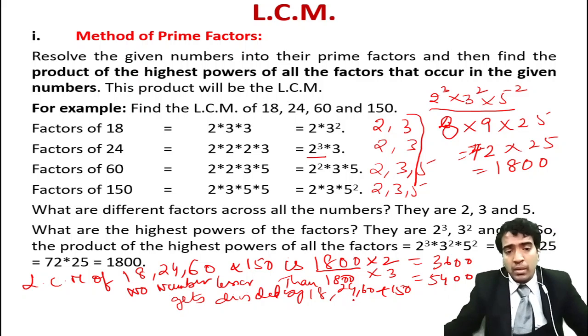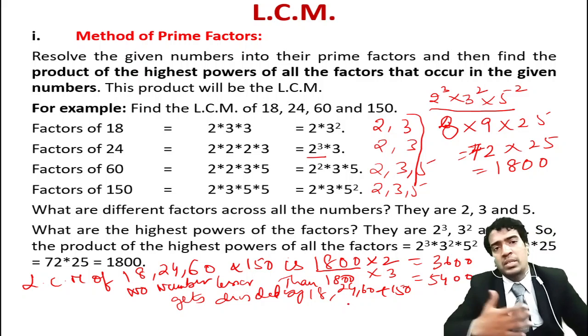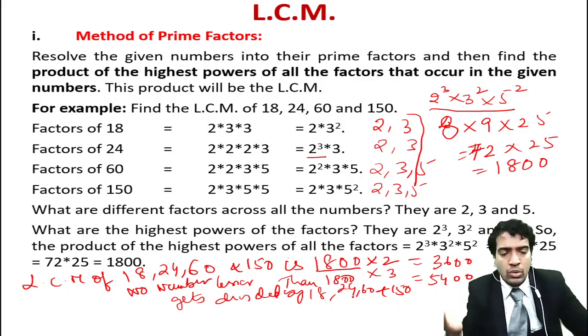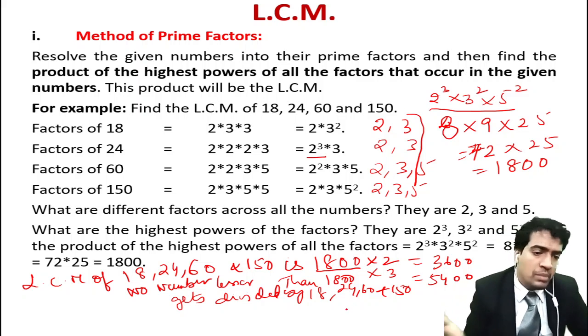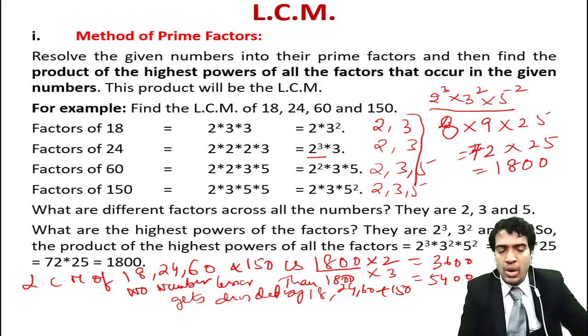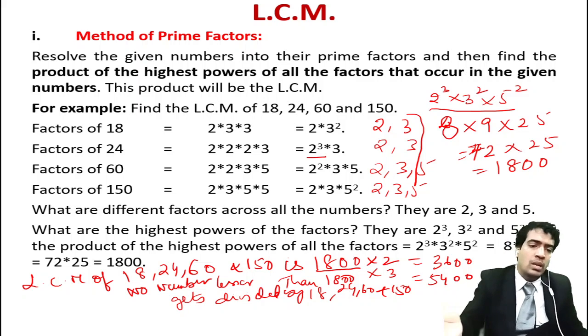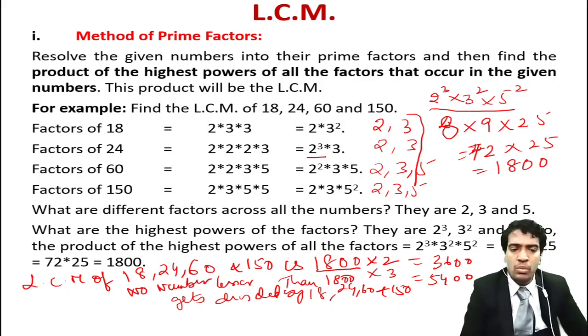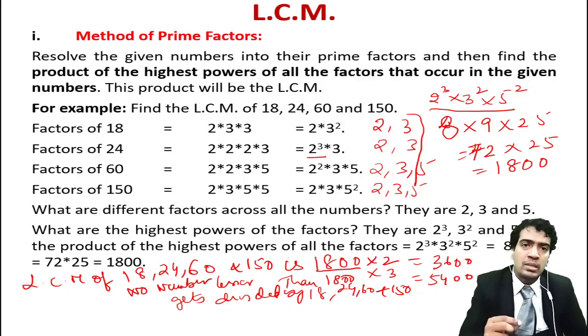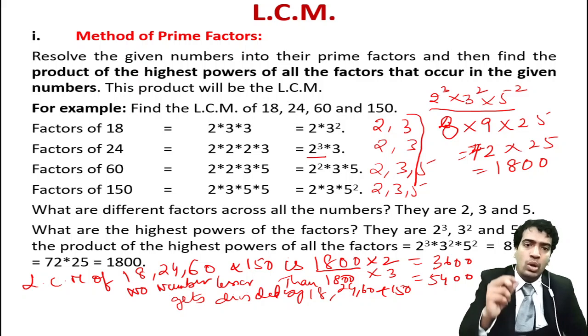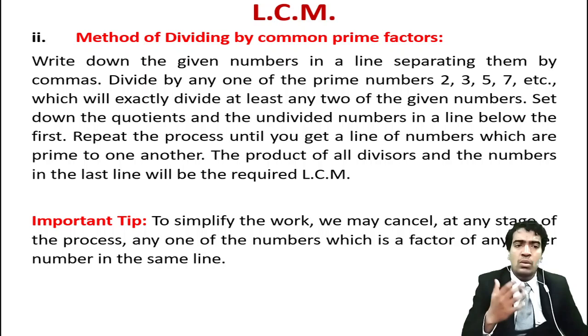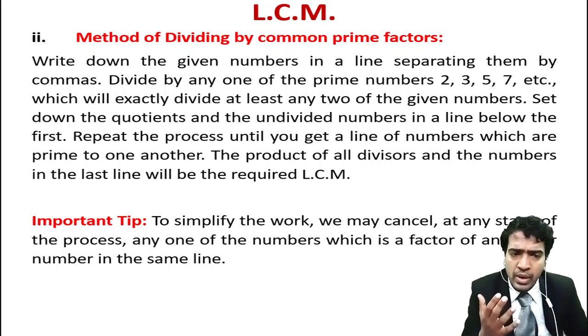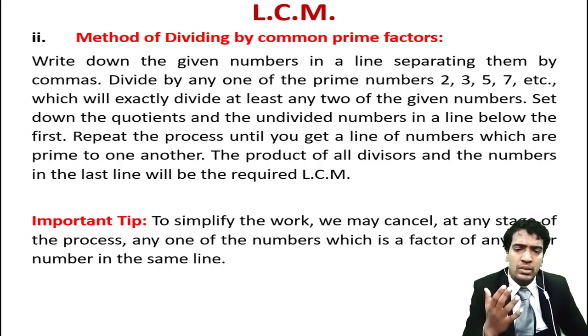But if you take numbers greater than 1800, yes, there are umpteen numbers. 3600 also gets divided by all these numbers. 5400 also gets divided. Okay, a lot of other numbers get divided. But 1800 is the lowest such number, and that is why it is called the LCM of 18, 24, 60 and 150. Okay. Now, what is the method of dividing by common prime factors?